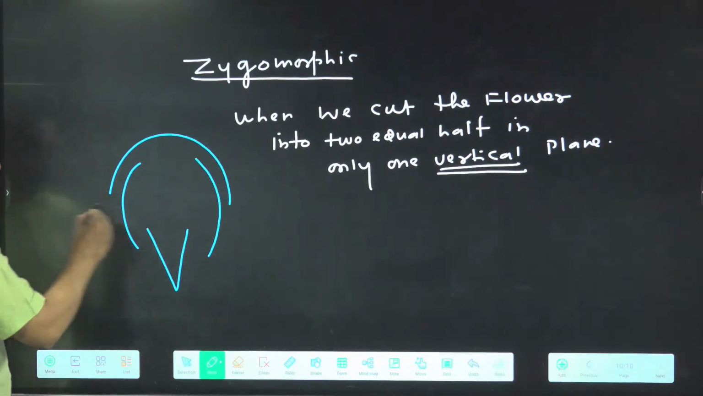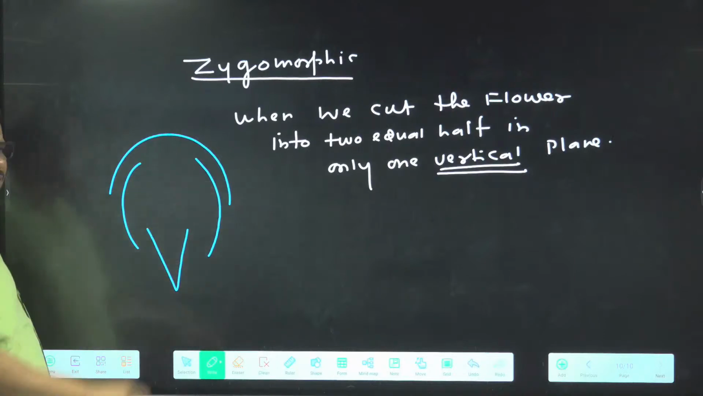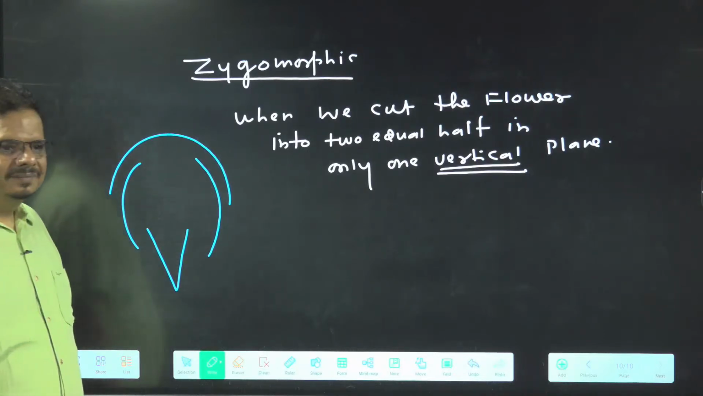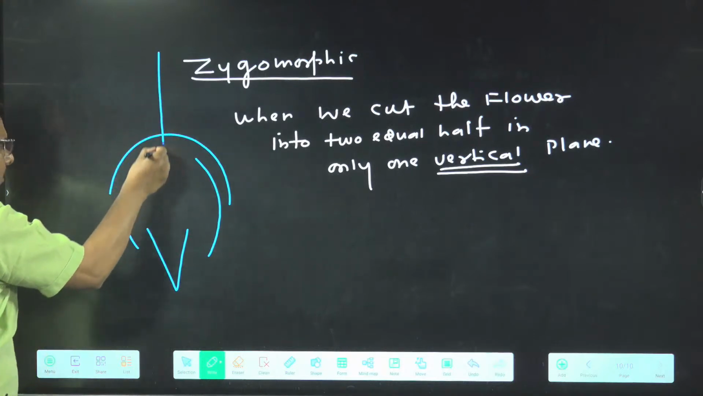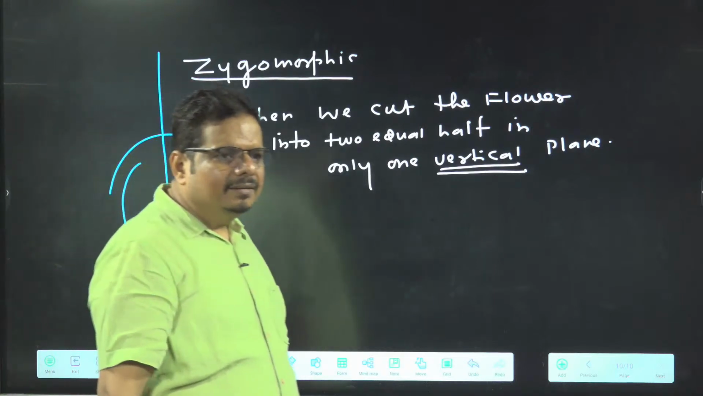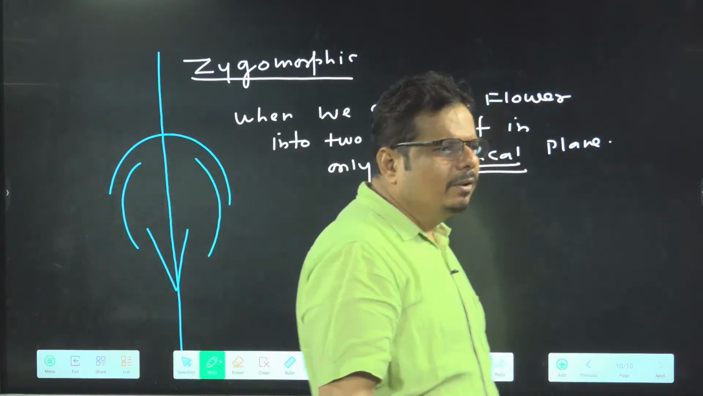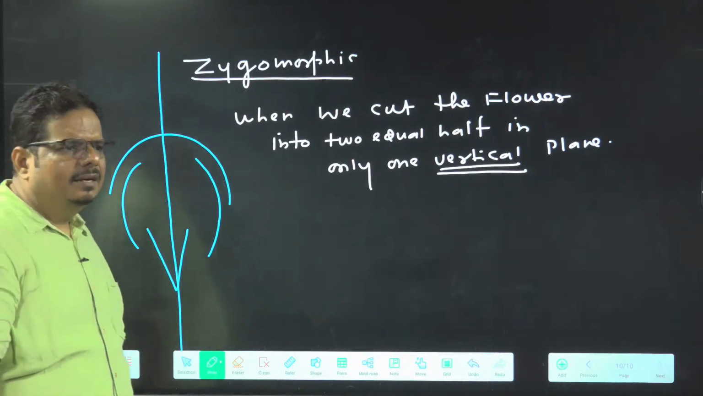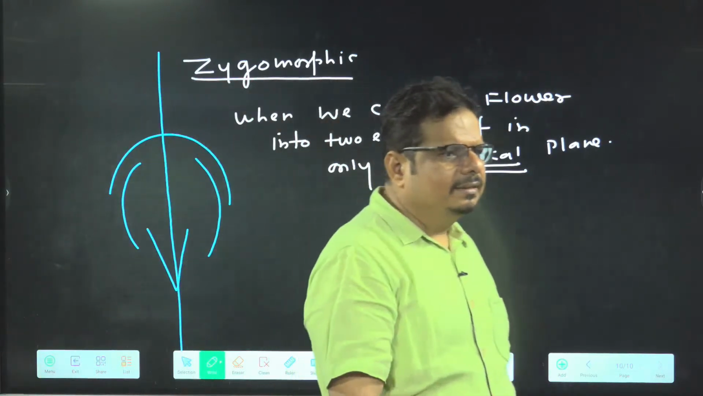Can it be cut this way or this way? Horizontally or vertically? Vertically. You can cut it into two equal halves in such a way. Is it clear? Is it all right? So it is a zygomorphic flower. You report it in which ones? Pea, bean, cassia and gulmohar, such kind of condition.